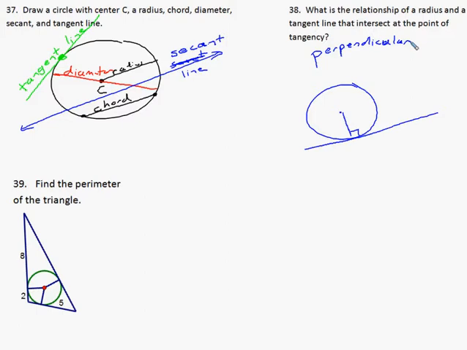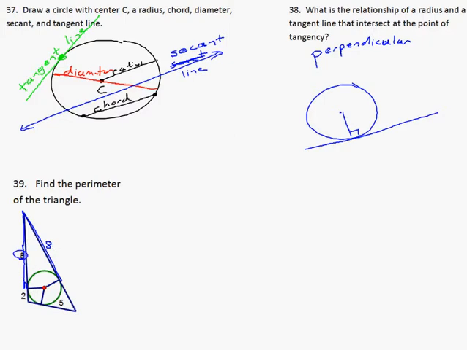And now number 39 uses something we learned about tangents. If a tangent comes from the same point and hits the circle here, and here's another tangent that comes from the same point and hits there, these two segments have to be the same length. So since this first one was 8, this other one has to be 8.